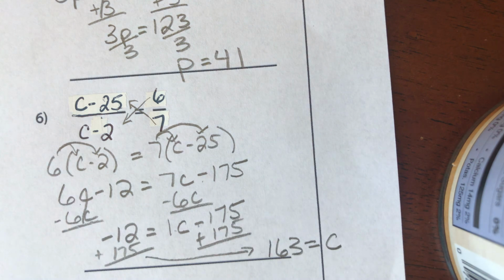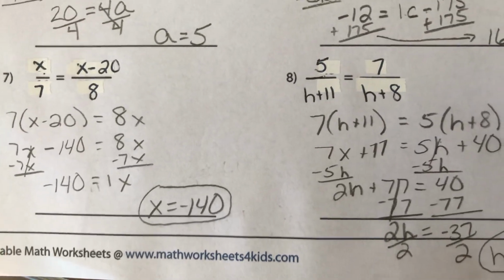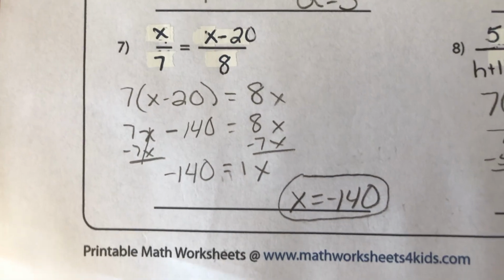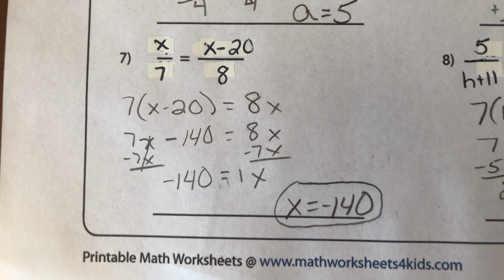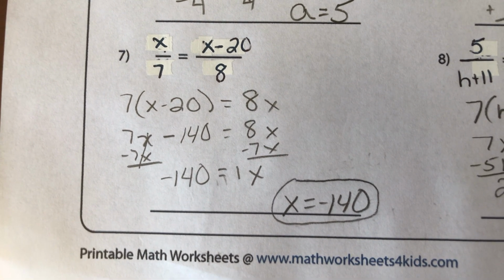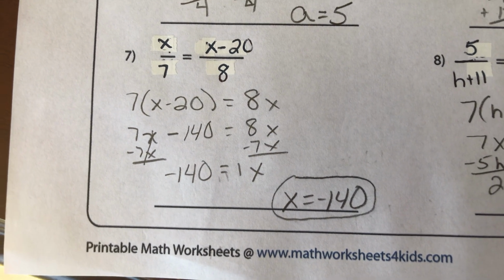So one more time, pause the video, try 7 and 8. I am not going to go through those with you. I'm going to give you the answers here in just a second. So pause your video. Okay, here's your answers for 7. X is equal to negative 140. If you did not get that, pause it and go through those steps, see where your mistake came in.